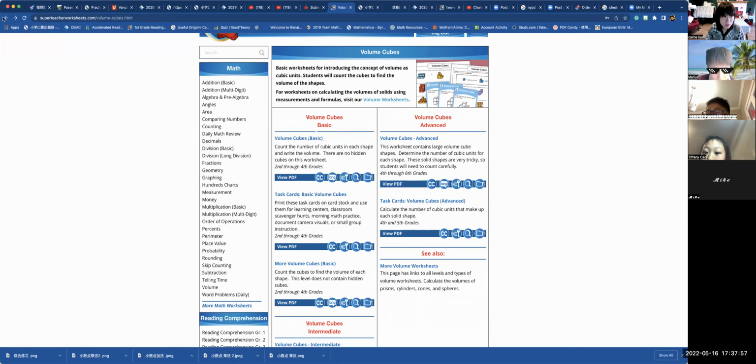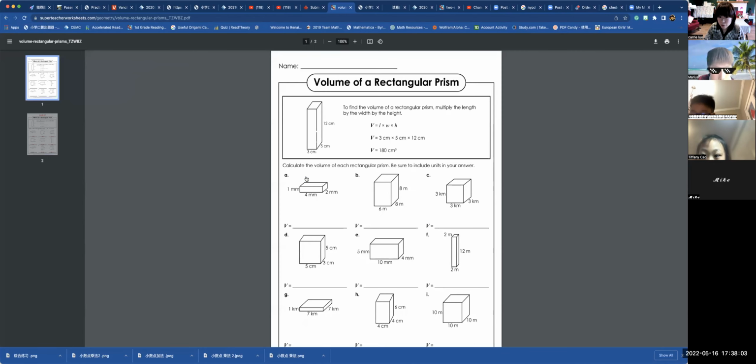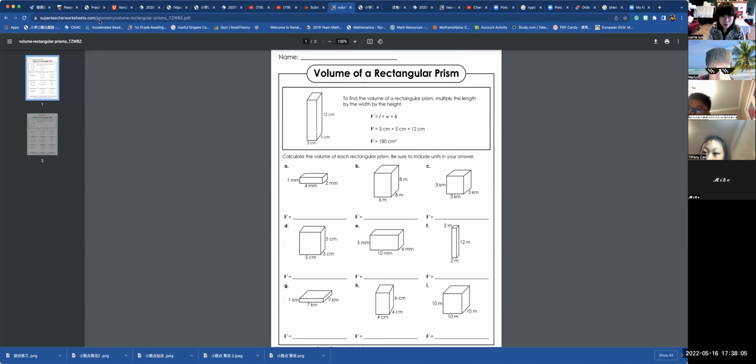But let's move forward. Let's take a look at the volume of the rectangular prism. We have seen those shapes a lot in real life, right, Tiffany? Like a tissue paper box, a box of chocolate, or maybe your drink box. In order to know the volume, it's very easy. We just need to multiply the 3 numbers together: the length, the width, and the height. So length times width times height equals the volume of the box.